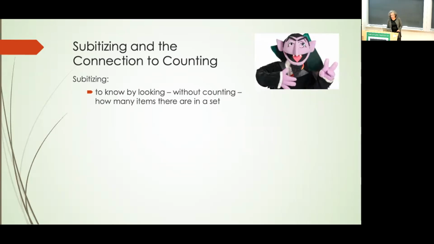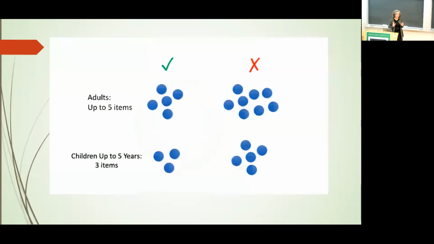Subitizing refers to our ability to know by looking, without invoking any counting skills, how many items there are in a set. And we are actually limited in our ability to do that. Adults can easily subitize up to 5 items. If you look at the set of dots there under the green check mark, even if it's in a really wacky arrangement, you would know pretty quickly that there are 5 items there without counting them. But once the number gets larger, so look at the set under the X over there, it becomes more difficult to do that by looking. You'd actually have to start using your counting skills.